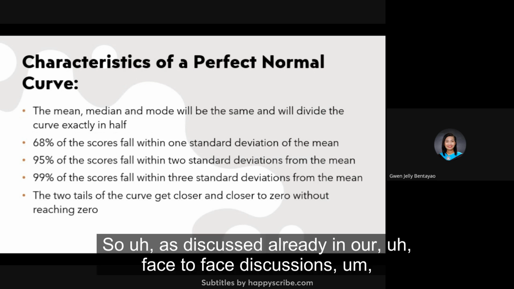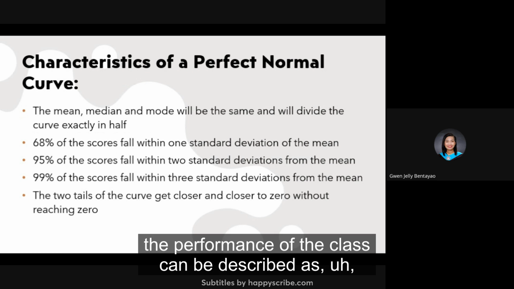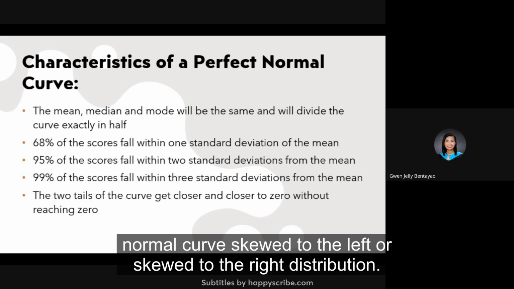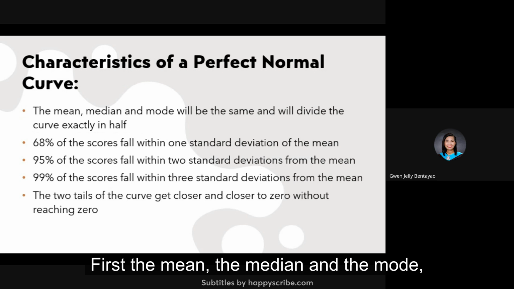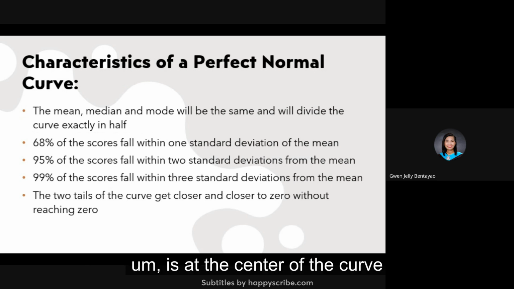As discussed already in our face-to-face discussions, the performance of the class can be described as a normal curve, skewed to the left or skewed to the right distribution. For a normal curve distribution, we have the following characteristics. First, the mean, the median, and the mode are at the center of the curve.